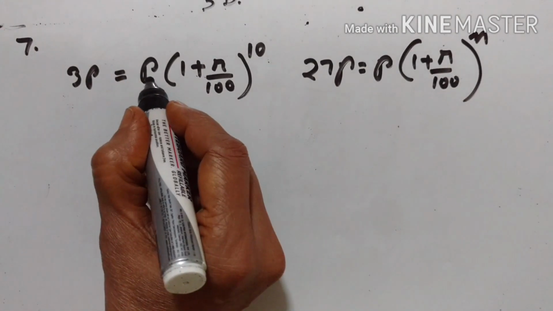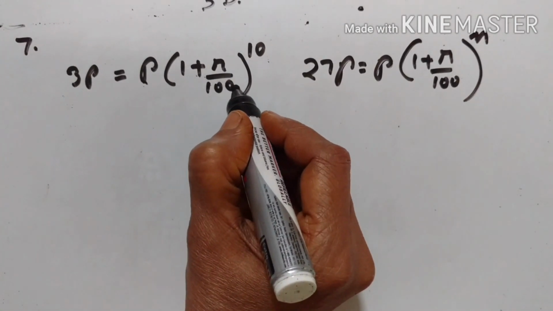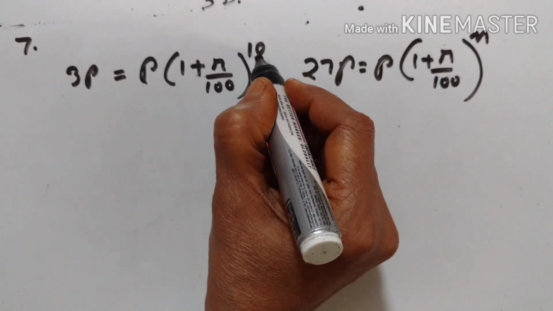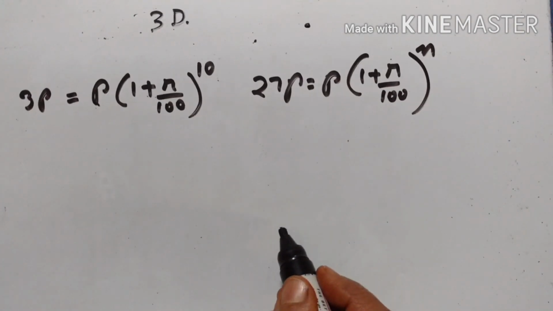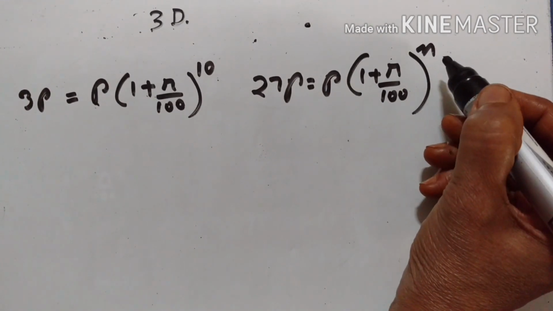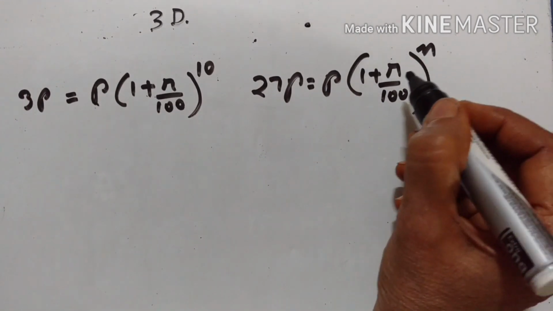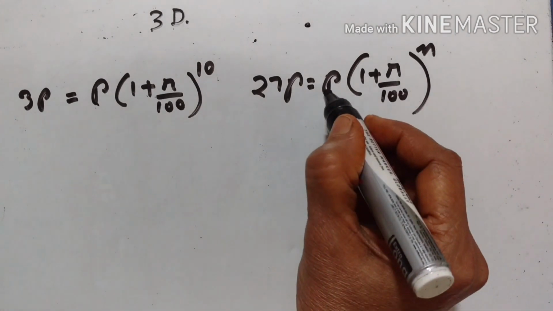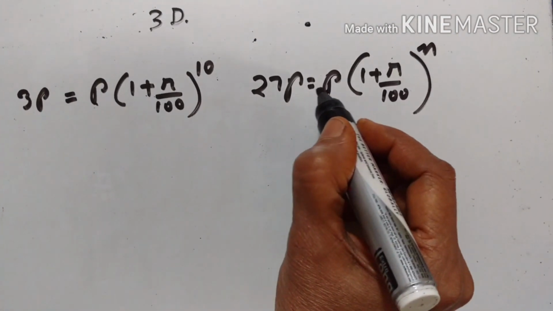So 3p is equal to p into (1 + r/100) to the power of 10 years. Time is equal to 10 years. You have to find out in how many years. Let the number of years be n. In how many years, at the same rate of interest, the principal will become 27 times of itself.